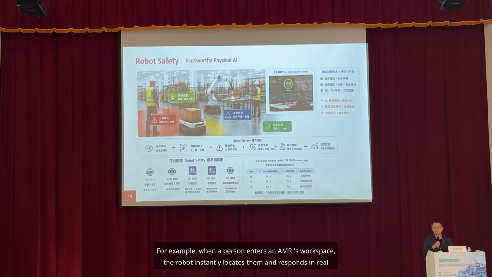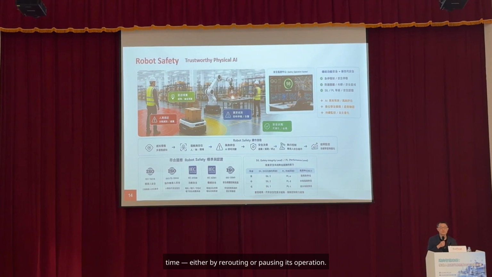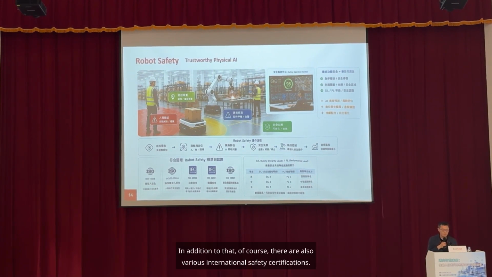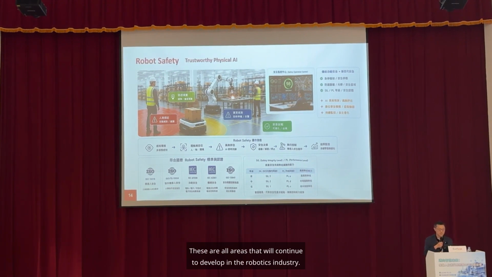For example, when a person enters an AMR's workspace, the robot instantly locates them and responds in real time, either by rerouting or pausing its operation. In addition to that, of course, there are also various international safety certifications. These are all areas that will continue to develop in the robotics industry.